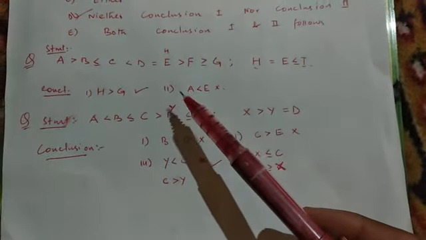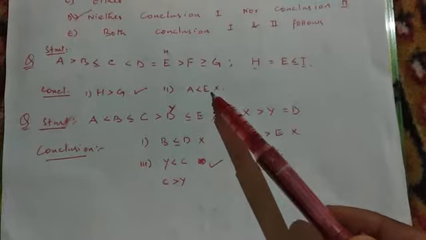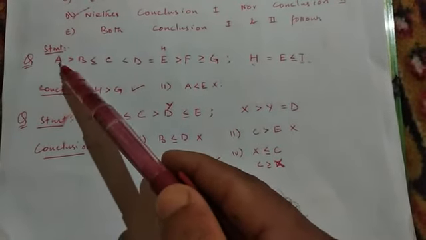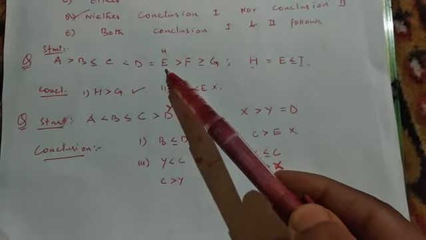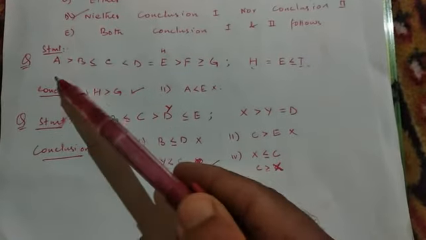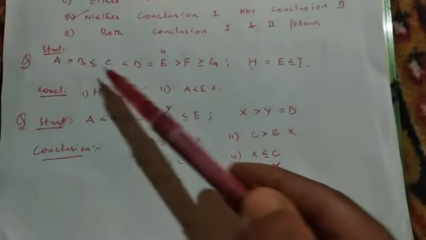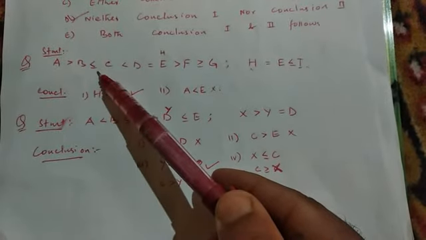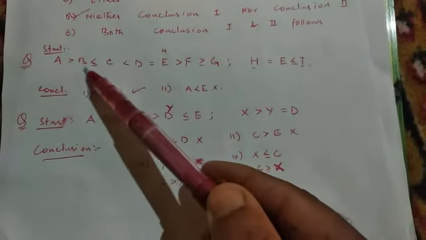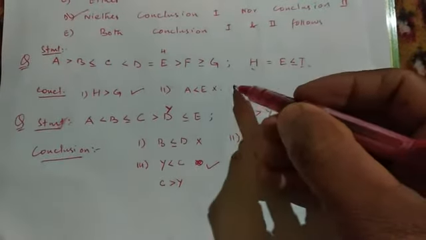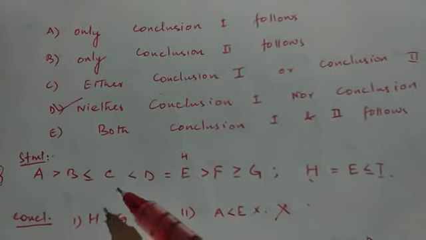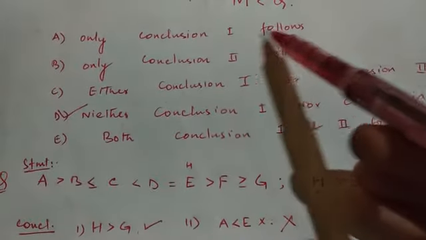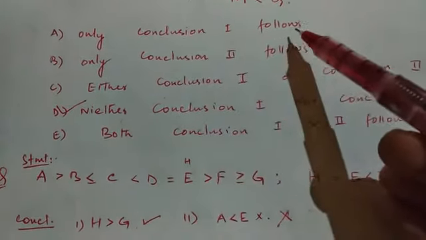Now moving to our next conclusion, that is A is less than E. We have to move from A, and E is here, means I have to move from A to E. So in between these two symbols I have greater than and less than or equal to. I have two symbols from different families, means this conclusion will be wrong, and our option A will be correct, means only conclusion first is false.